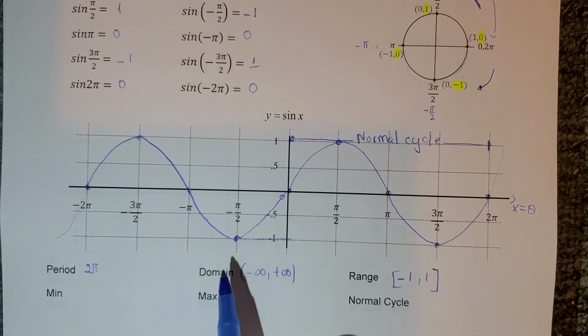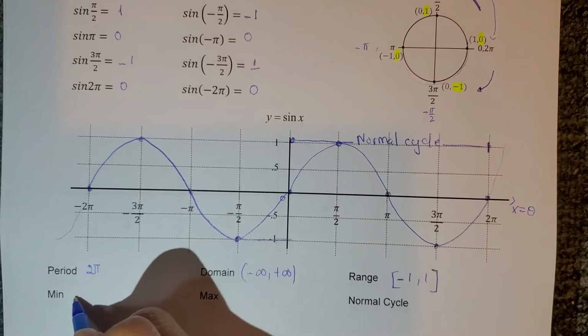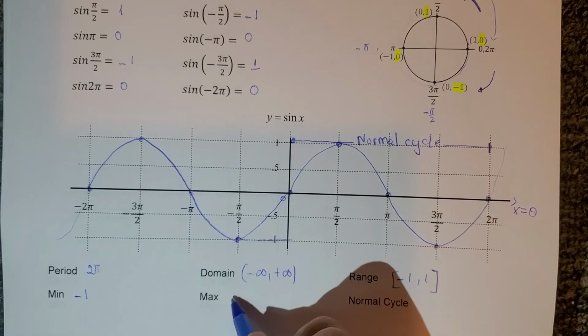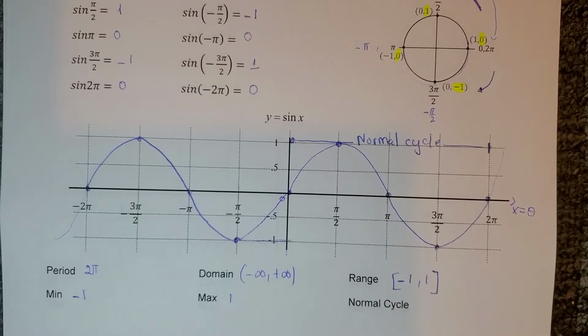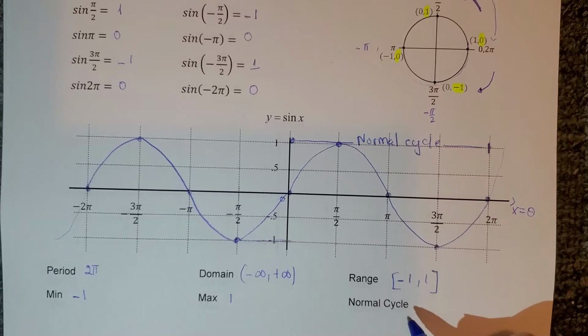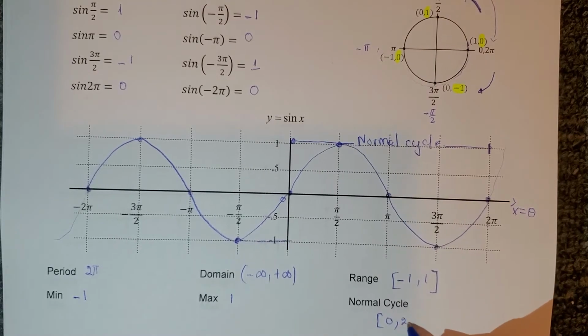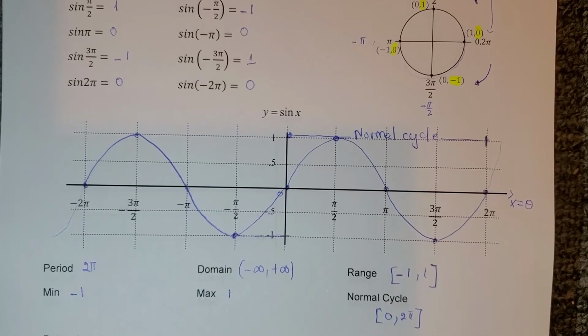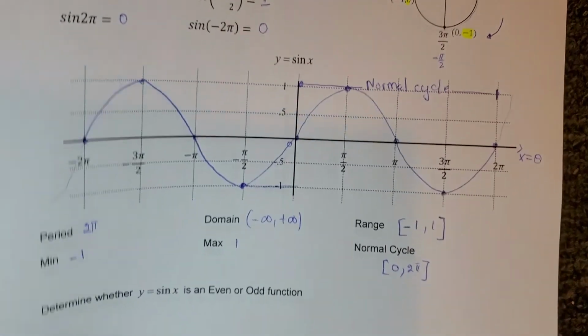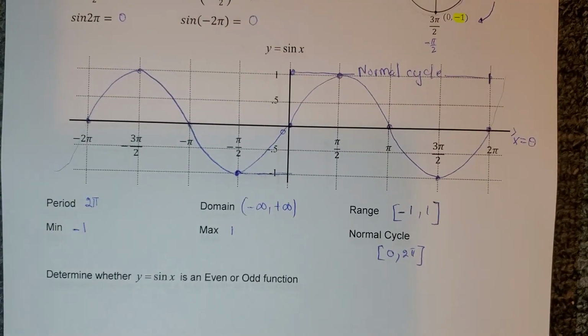And the minimum, which is the lowest point on the graph, is -1. And the maximum is 1. So in other words, your range is the minimum comma the maximum, okay? So that is the range. And the normal cycle for this is going to be from 0 to 2 pi, okay? So that's the normal cycle for sine.